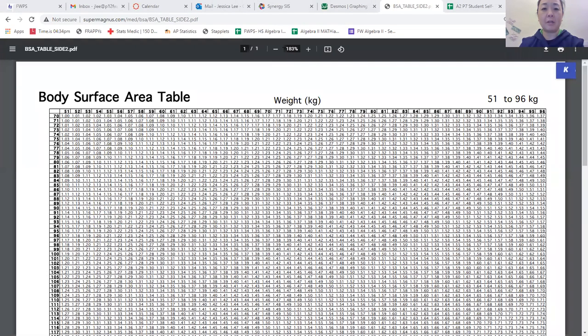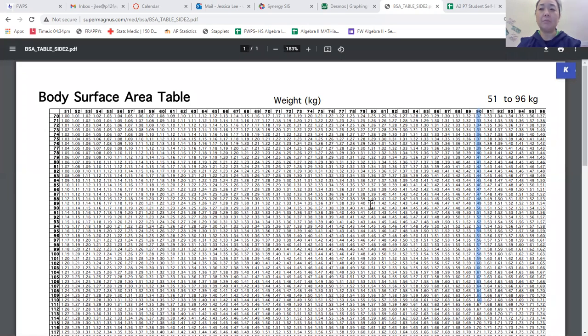So I'm going to use some annotations here. Let's try and figure this out. So we're going to look at 90. And all these numbers on the inside, that's the BSA. Normally they would have the weight and the height and they could just say, oh, the BSA is this. But in this case, we're going backwards. So we're going to do some detective work here.